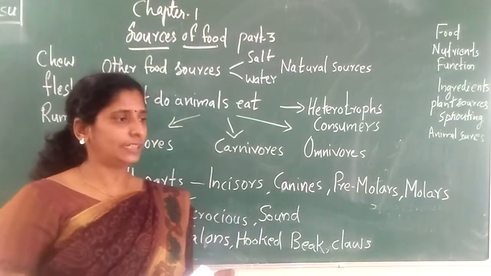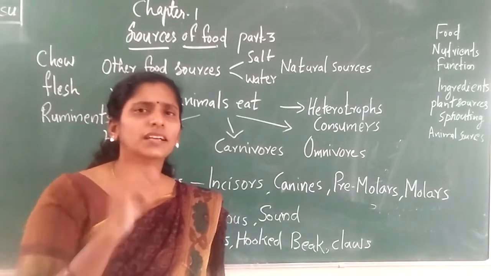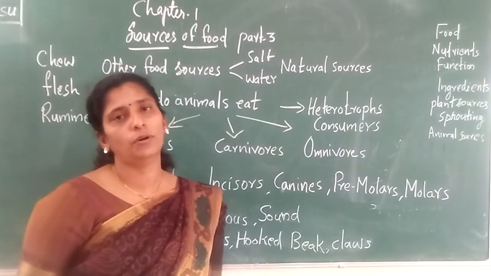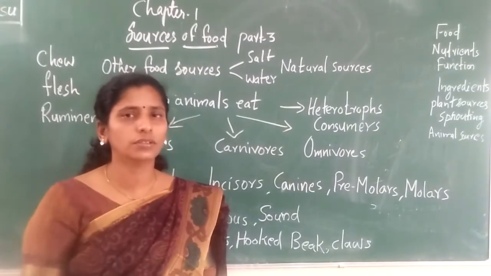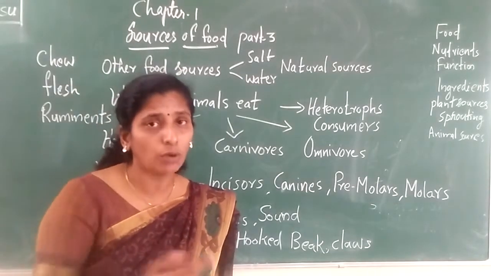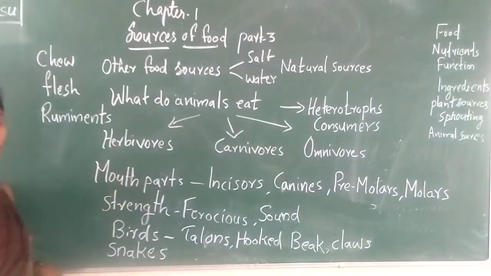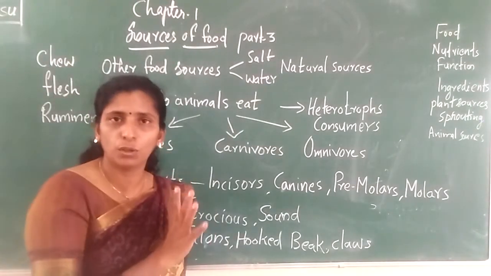See, if I gave one animal and you want to find out whether the animal is a carnivorous animal or a herbivorous animal, you don't know about that. How can you find out whether an animal is a carnivore or an omnivore or an herbivore? How do you find out? I'll give some tips. See here. First you want to see what? The mouth parts. You just ask it to open the mouth.